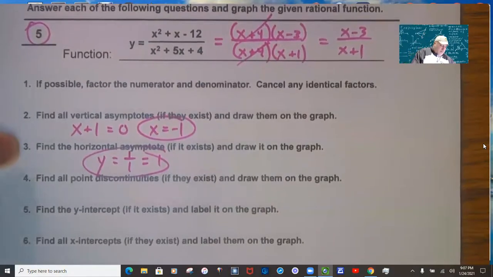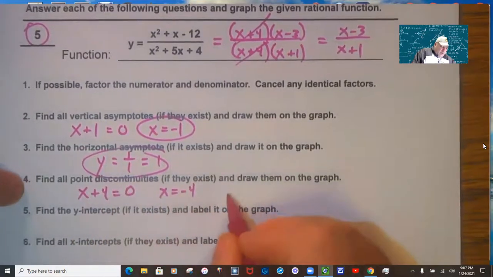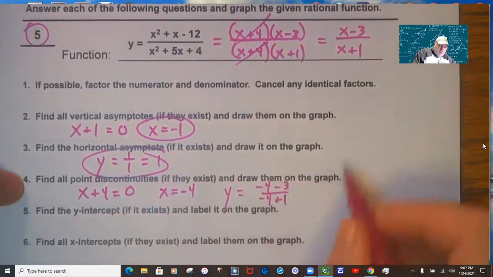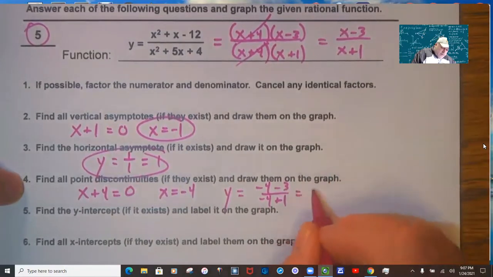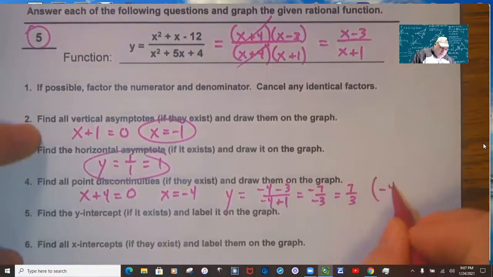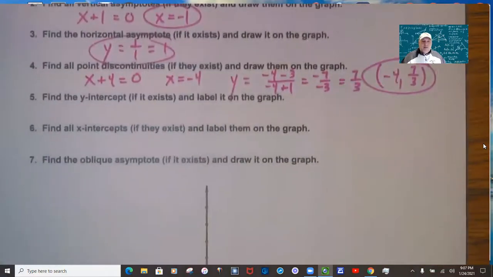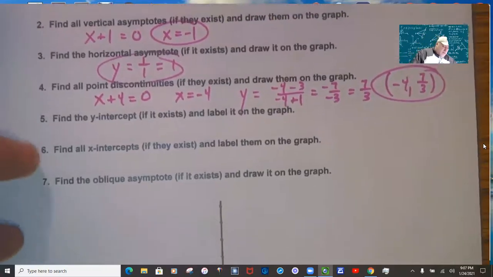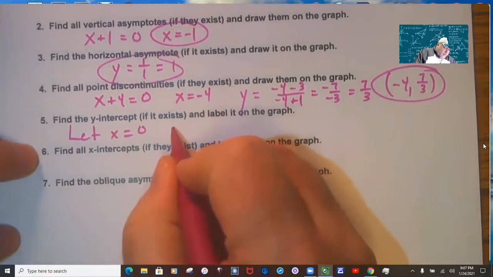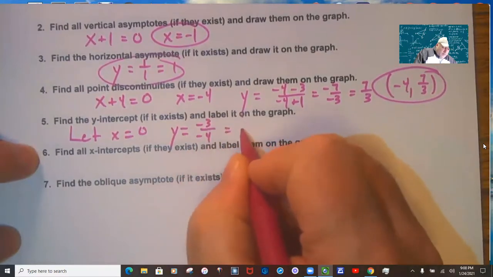Find all point discontinuities. So again, we canceled x + 4. So -4. And then we're going to take -4 into what's left over. So this is -7 over -3, 7/3. And you're going to get an awkward y value most of the time. Get ready for that. Find the y-intercept. So let x be 0. Okay, so then y will be -3 over -4, 3/4 or 0.75.